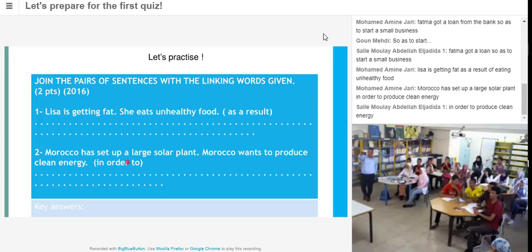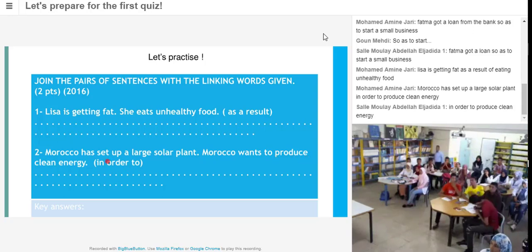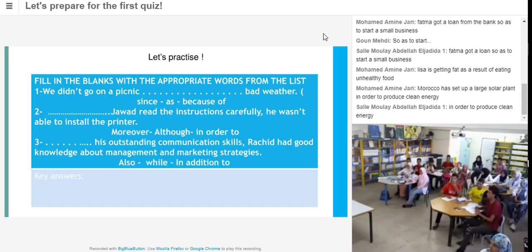Morocco wants to produce clean energy. Okay, so what is the goal behind setting up a large solar plant? Producing clean energy. That's excellent, to produce clean energy. All right, so the sentence, as your friend has written: Morocco has set up a large solar plant in order to produce clean energy.